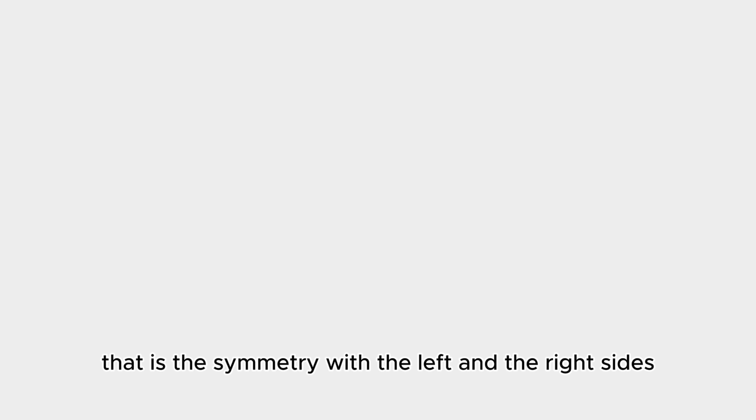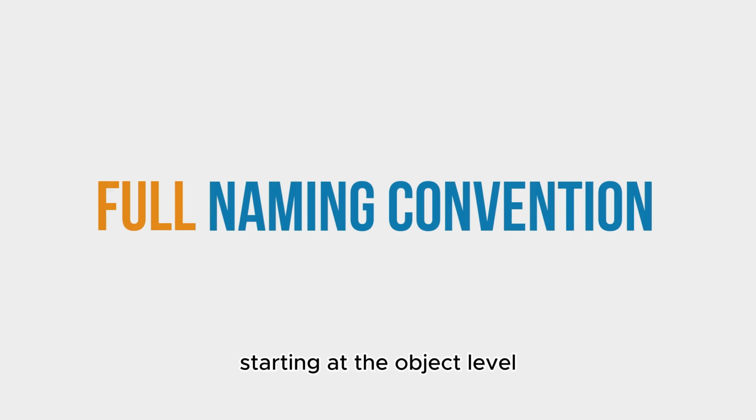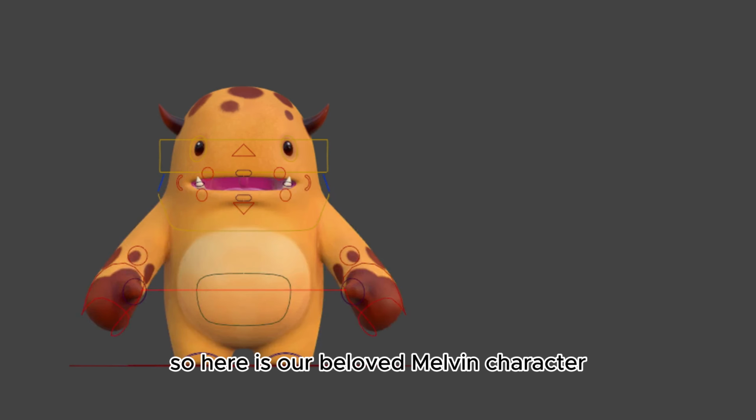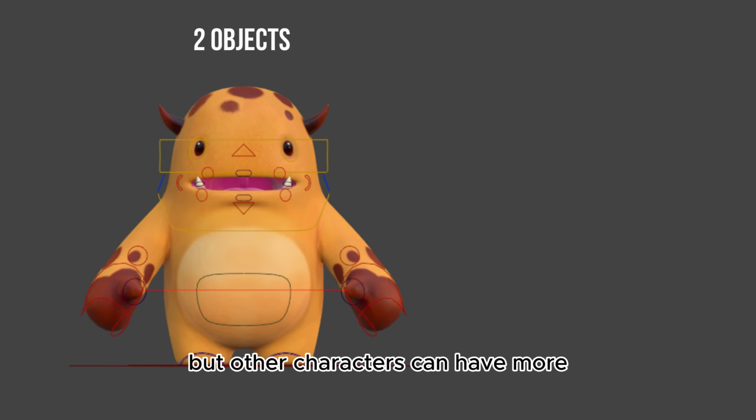All right, so that is the symmetry with the left and the right sides. Let's take a look at my full naming convention, starting at the object level. So here is our beloved Melvin character. Now this character only has 2 objects in the rig, but other characters can have more.